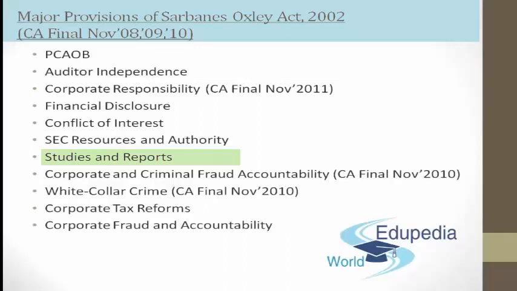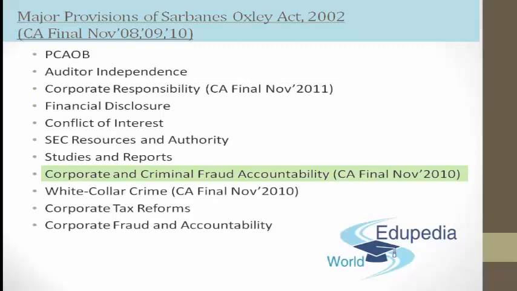All this will be covered under studies and reports. Moving on to corporate and criminal fraud accountability. So guys, this question was specifically asked in the CA final examination for November 2010. So what is corporate and criminal fraud accountability all about? They have some things under their consideration.